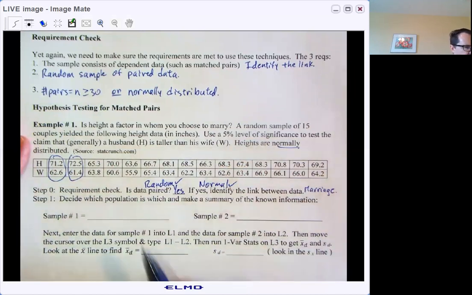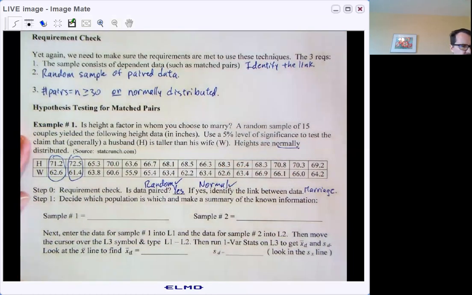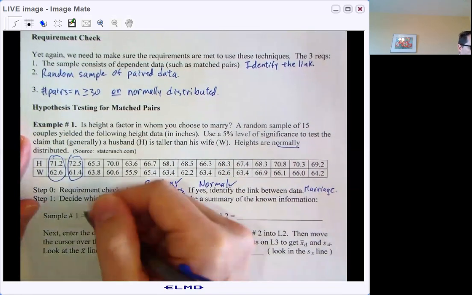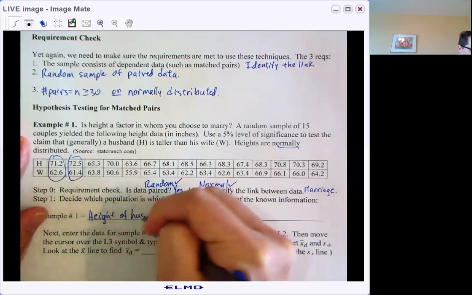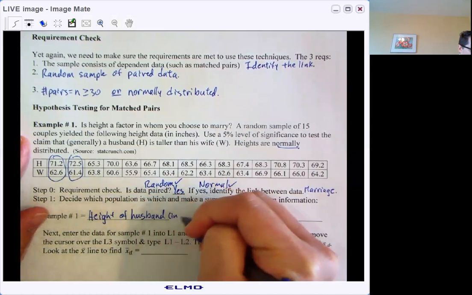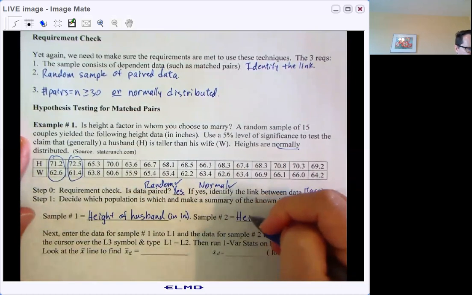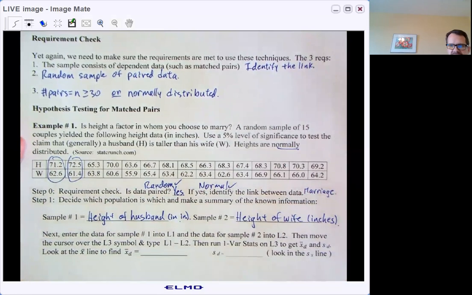All right, so now we need to decide which population is which and then make a summary of our known information. It technically doesn't matter which one you choose for sample 1 or sample 2. You'll end up with the exact same results in the end. So since husbands were listed first, we'll do sample 1 as height of husband, and I'll write that that was in inches. And then sample 2 will be height of wife, in inches.